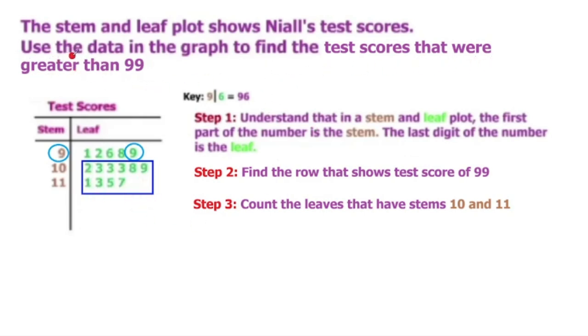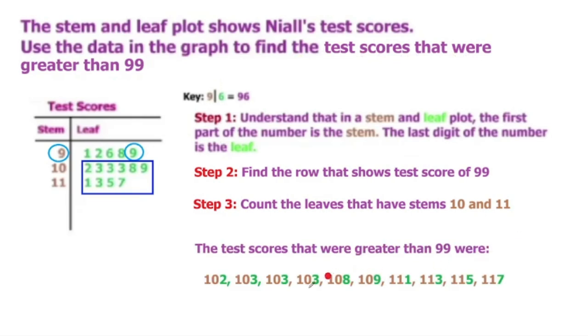So we need to find the test scores that were greater than 99. So now the test scores that were greater than 99 were 102, 103, and 103 appears 3 times. So 103 and then 103. And then we have 108, and then we have 109, 108, 109.